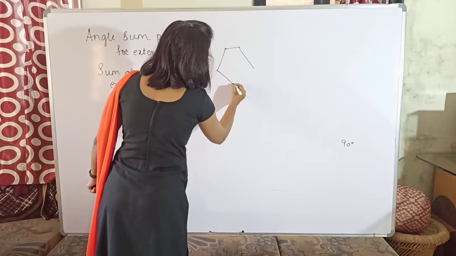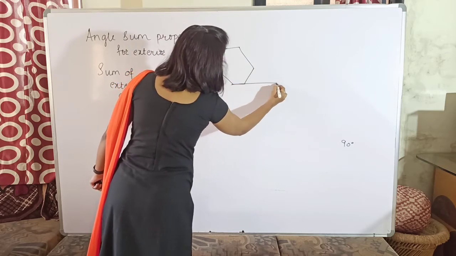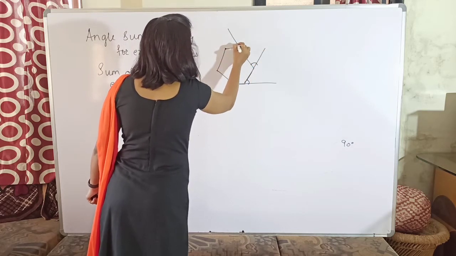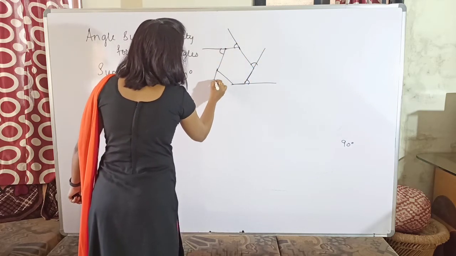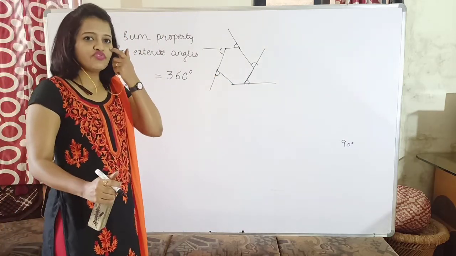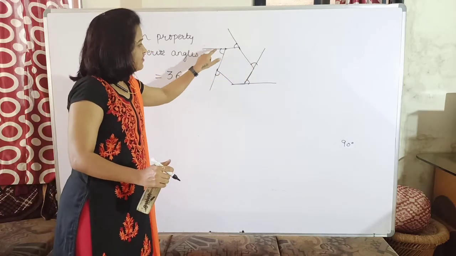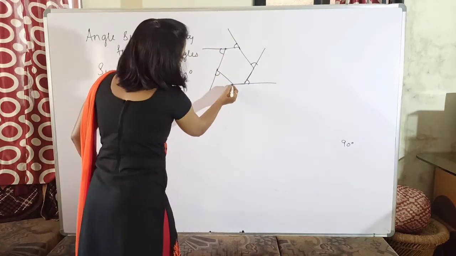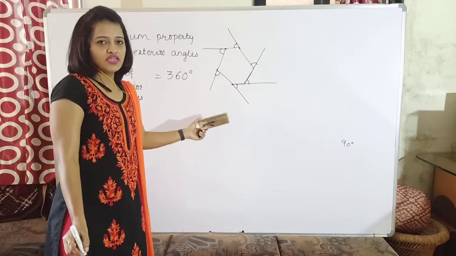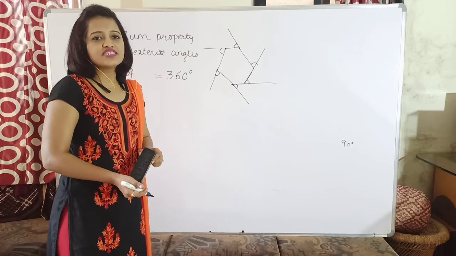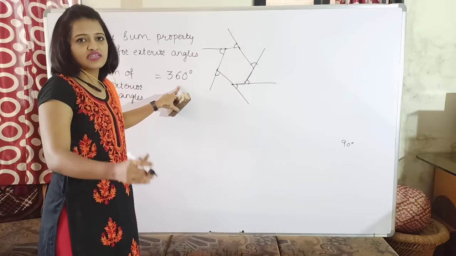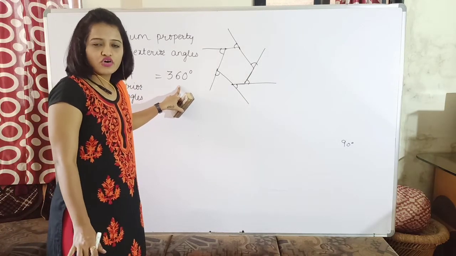Exterior angles are obtained when you extend any side. Yes, for example, this one. Whatever the number of sides, that many exterior angles you will get. So these are the 6 exterior angles of a hexagon, and the sum of exterior angles of any polygon is 360, for 6-sided, for 10-sided, and for 12-sided also.